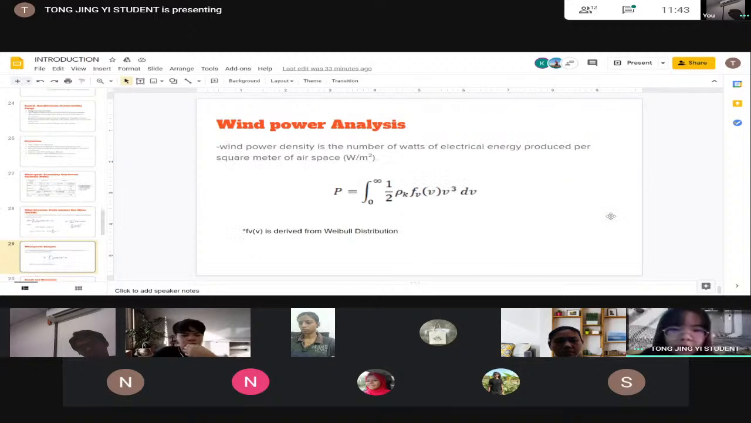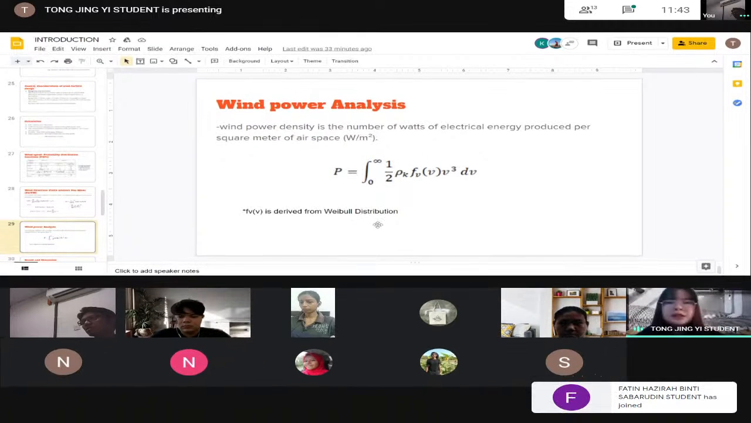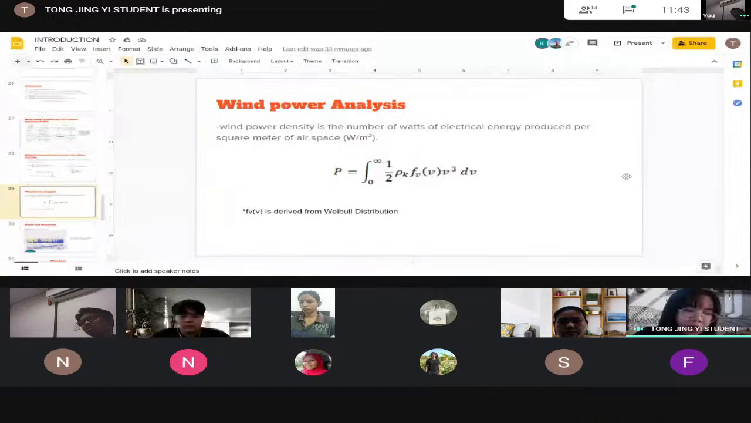Next is the wind power analysis. Wind power density means the number of watts of electrical energy produced per square meter of airspace. This is the equation, and from the equation you can see f(v) is derived from the distribution. So this is my part, and next I will pass to my friend Ku Jae Sing for the results and discussion. Bye.